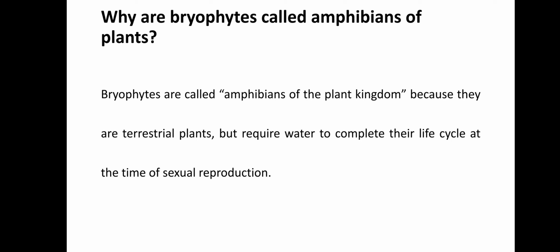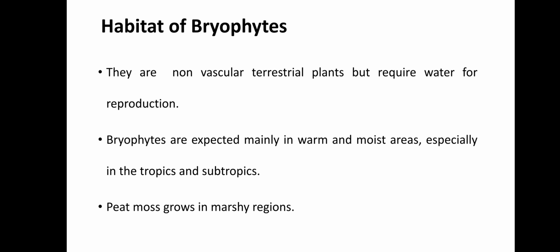Then why are they called amphibians of the plant kingdom? Bryophytes are called amphibians of the plant kingdom as they are terrestrial plants but require water to complete their life cycle at the time of sexual reproduction. So they need both land and water for completing their life cycle. So they are known as the amphibians of the plant kingdom.